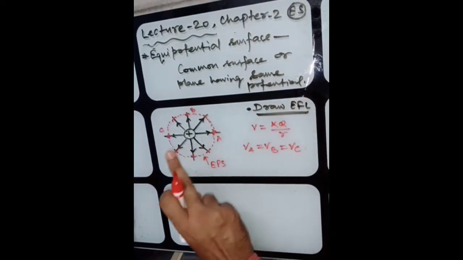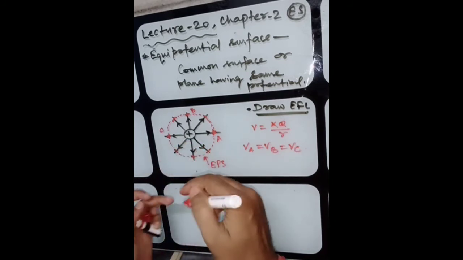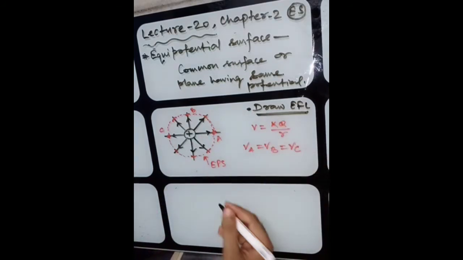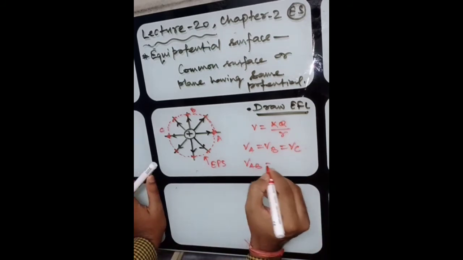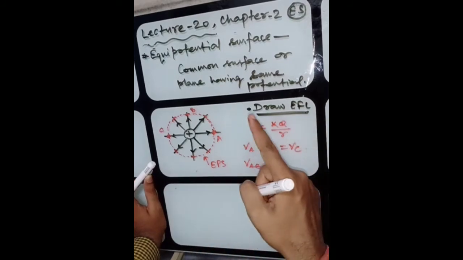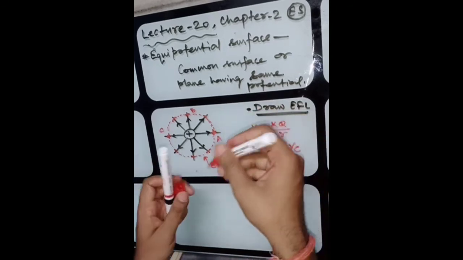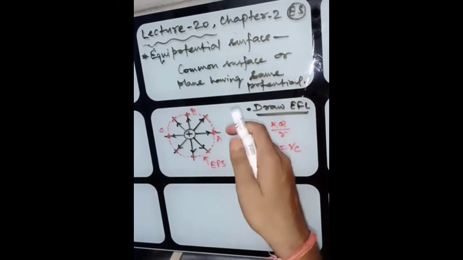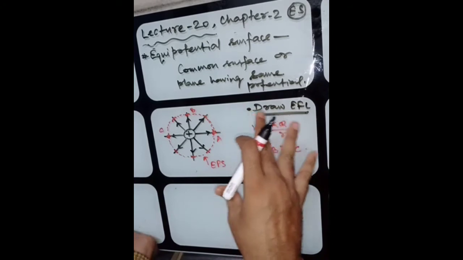My dear students, this is the story of one charge. Whether it is positive or negative, you will get the same equipotential surface. Now remember, if VA and VB are both equal, then VAB will be how much? Zero. So the potential difference between any two points on the equipotential surface must be zero. This is an important point. All the points I'm telling you, you have to write in your note copy.